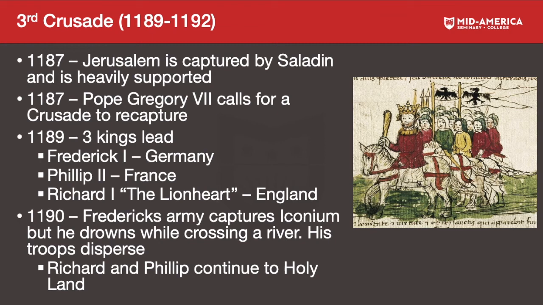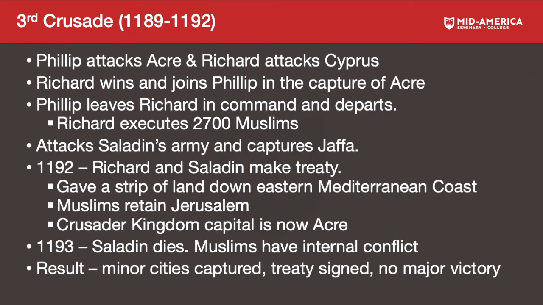Richard and Philip continue on to the Holy Land. Philip attacks Acre, and Richard attacks Cyprus. Richard wins and then joins Philip in the capture of Acre, and Philip leaves Richard in command and departs. He ended up heading back to Europe. And Richard takes this opportunity to execute 2,700 Muslims. He attacks Saladin's army and captures Jaffa.